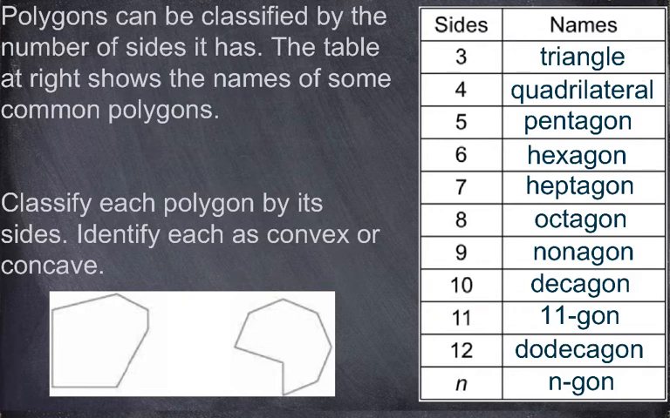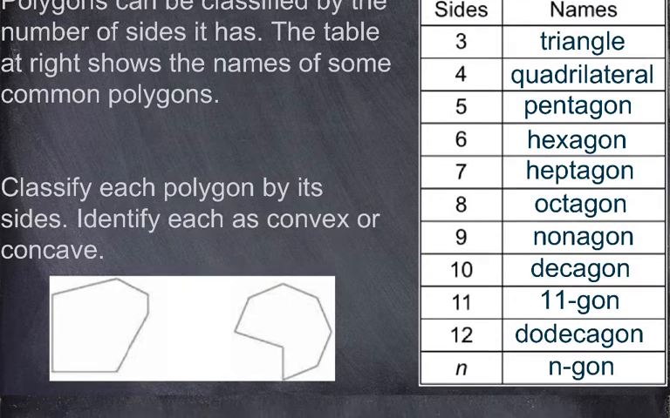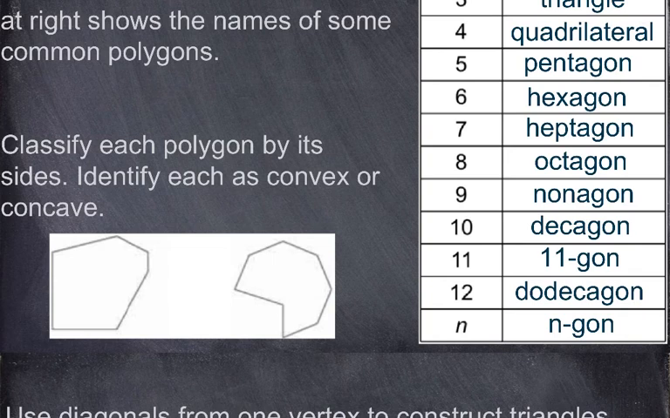Okay, well, here let's go ahead and classify each polygon by its sides, and we're going to identify, wow, went right through the words. I meant to underline it. We're going to identify each as convex or concave. So in this case, we have 1, 2, I shouldn't mark it, I might confuse you with being congruent.